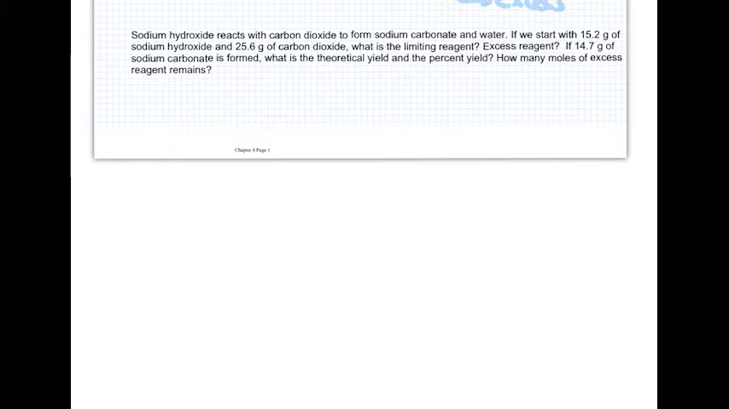This is part 2 of a 2-part video on limiting reactants, and we're going to take a look at a more complicated problem than the first problem that we looked at. Okay, let's take a look at this problem. This one looks pretty terrifying.